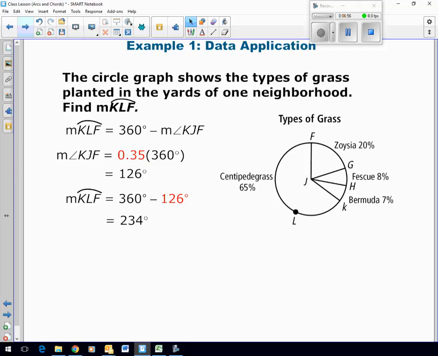Circle graph shows the types of grass planted in the yards of one neighborhood. I highly recommend Bermuda or Zoysia in this particular area, okay? The fescue typically sometimes can make it through the winter. Do not have centipede grass, not in this climate, okay?